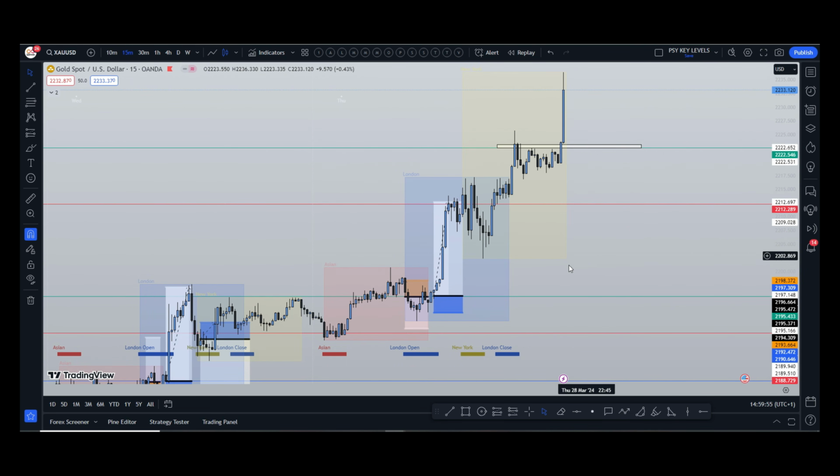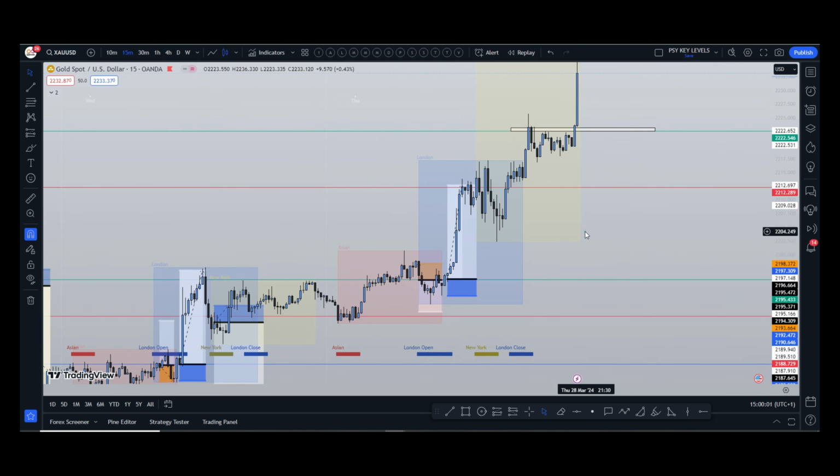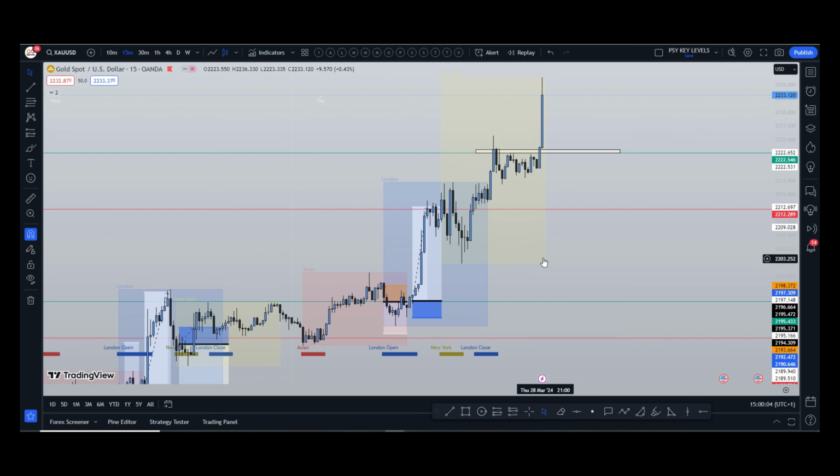Okay guys, this is going to be a quick video on a more detailed, more refined version of the breakout retest that will definitely help you pass prop firm challenges.